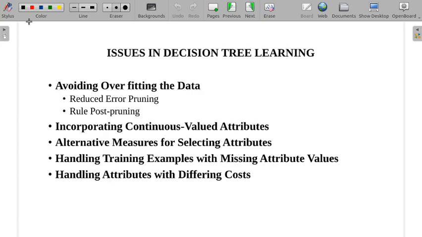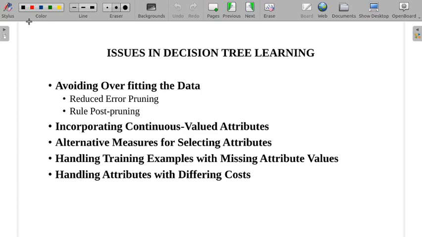Our next topic is issues in decision tree learning. These are the main things we will be discussing one by one. The first one is avoiding overfitting the data. In that, reduced error pruning and rule post pruning.